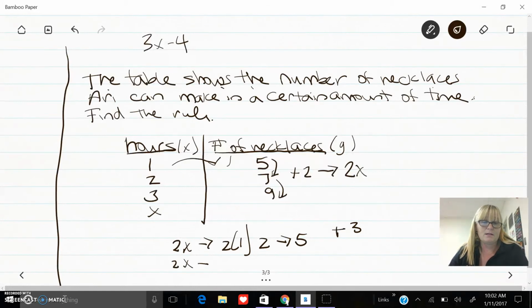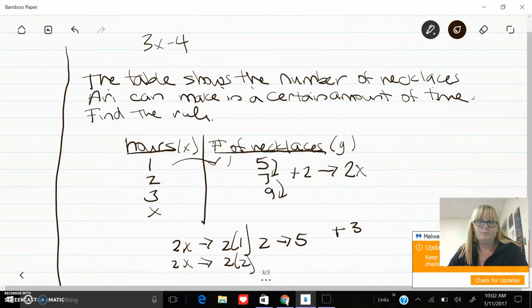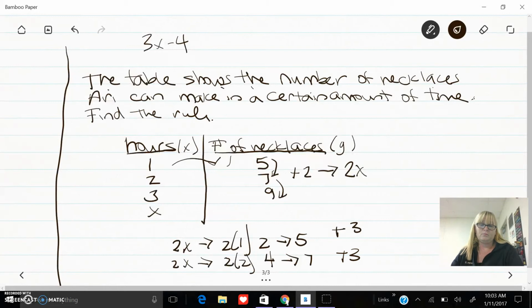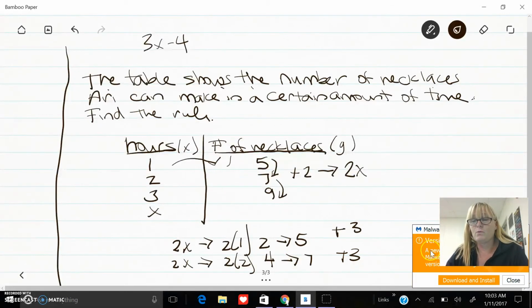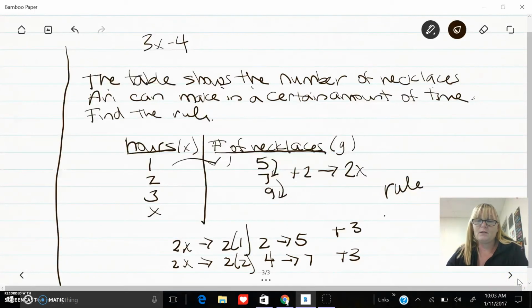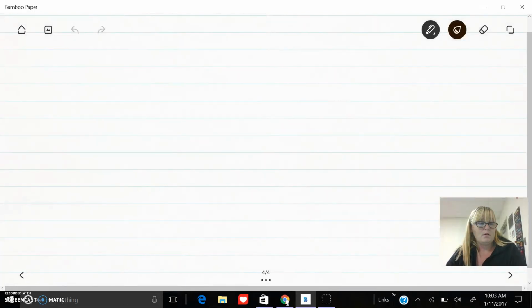So 2x, so if I'm going to substitute 2 in for x, so 2 times 2 is 4, and I get from 4 to 7. If I add 3, does that work? 4 plus 3 is 7. So then my rule for this one is 2x, because I'm going to 2 times the x over there, and then I'm going to add 3. Okay, I think we have time for one more, so let's do one more of these difficult ones so that we can get it all.